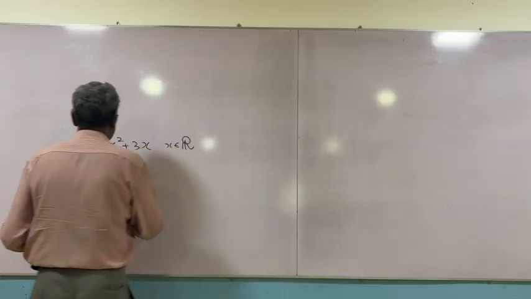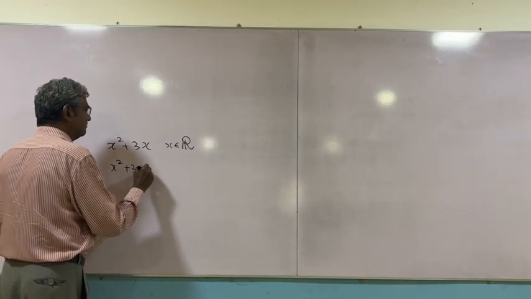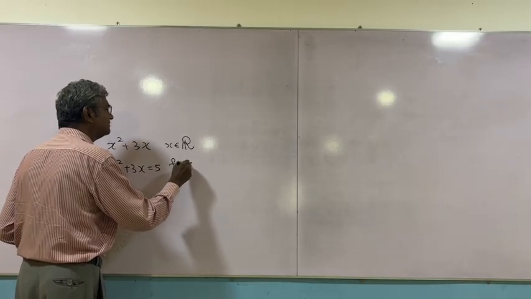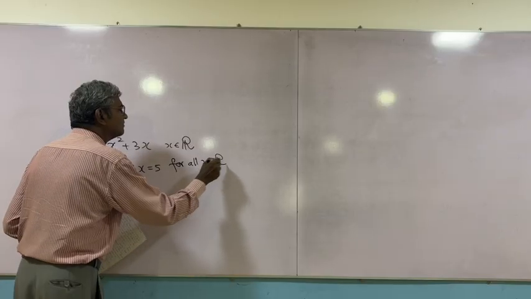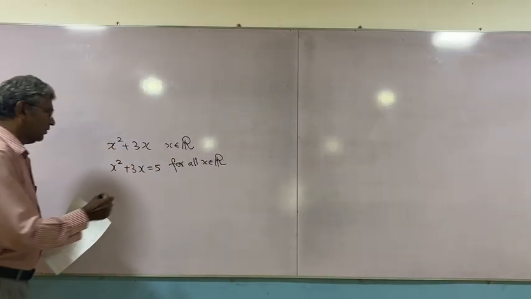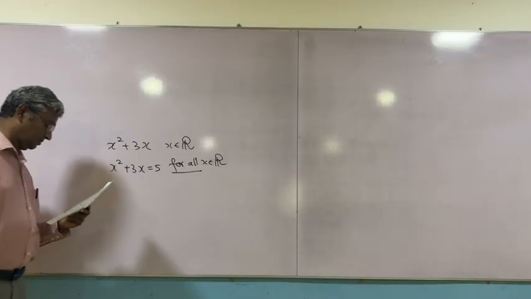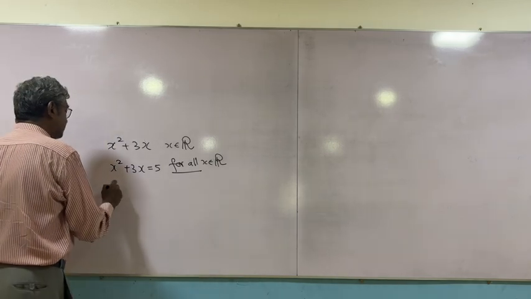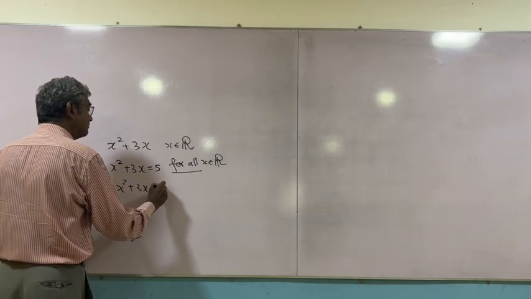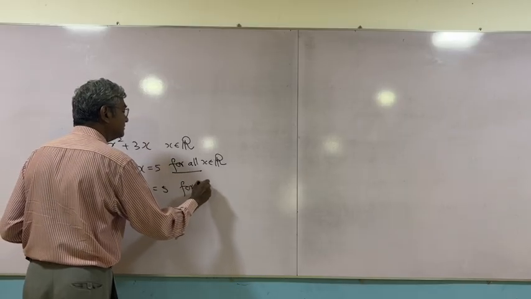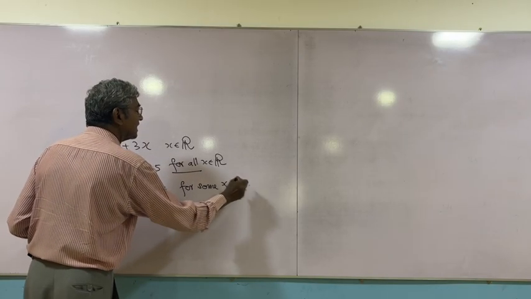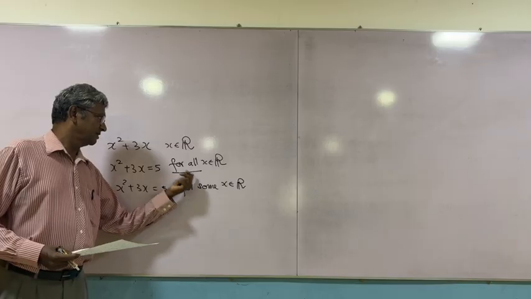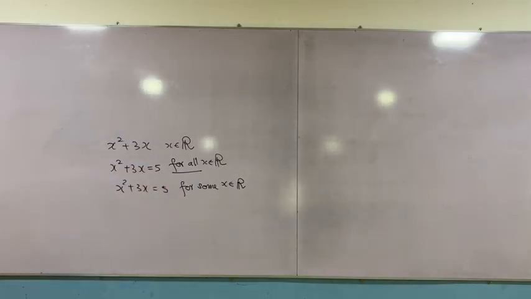However, if I write x squared plus 3x is equal to 5 for all x belongs to R, now this is a bound one. And for all is called the universal quantifier. I don't know whether I gave you that name yet. And x squared plus 3x plus 5 for some x belongs to R. Again, for all and for some, both of them are quantifiers.